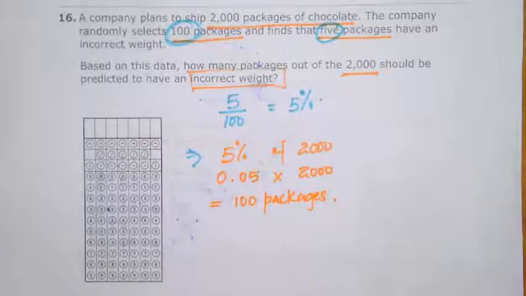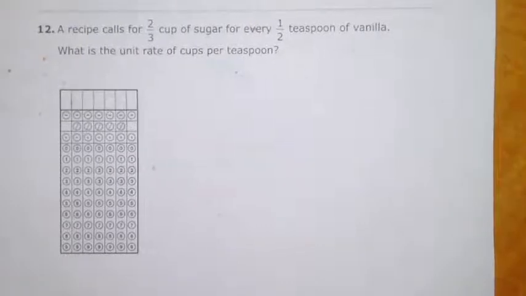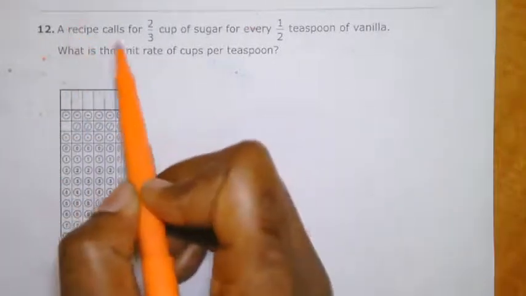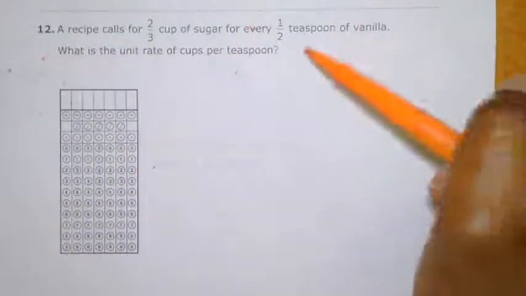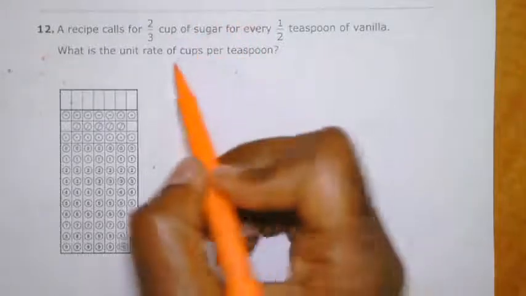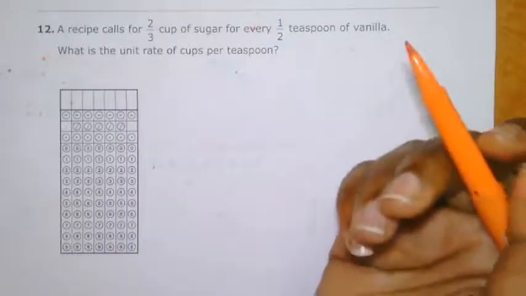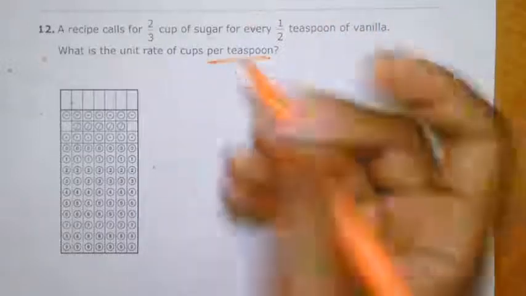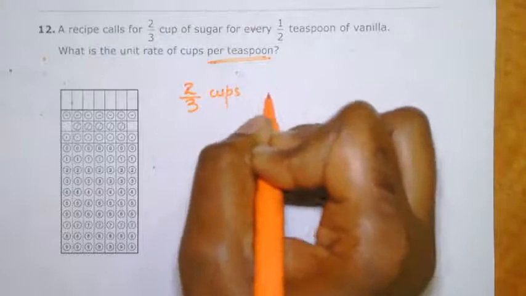So the last question that we will be looking at says a recipe calls for 2/3 cup of sugar for every half teaspoon of vanilla. What is the unit rate? And by unit rate, we mean making it 1, to find how many cups we need for 1 teaspoon. So we have 2/3 cup of sugar to a half teaspoon of vanilla.